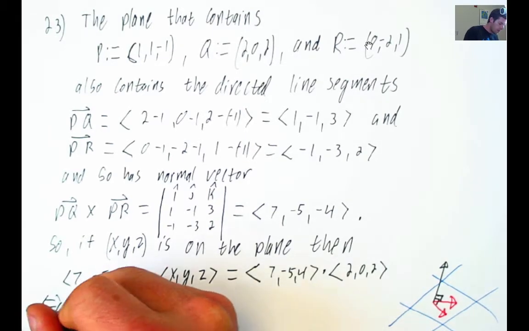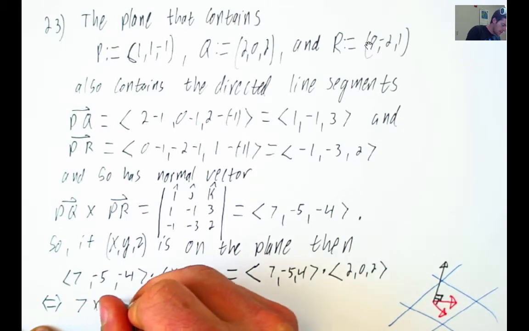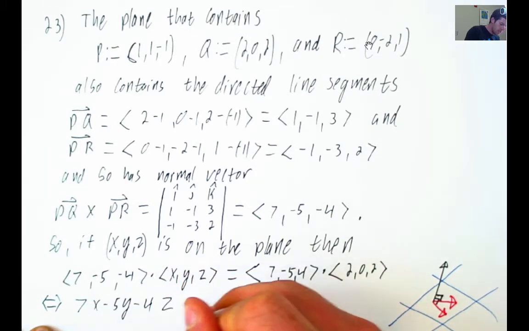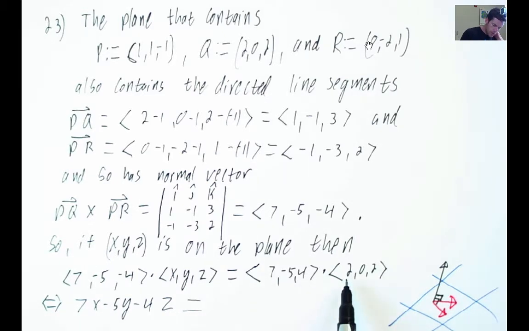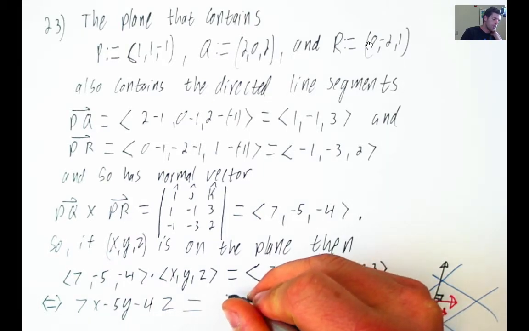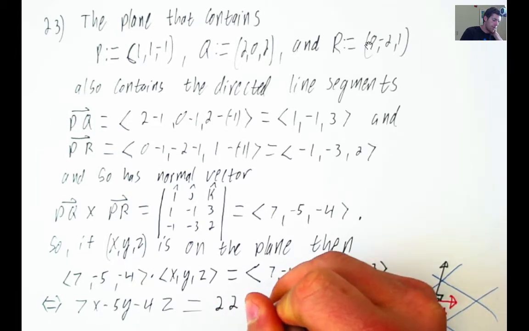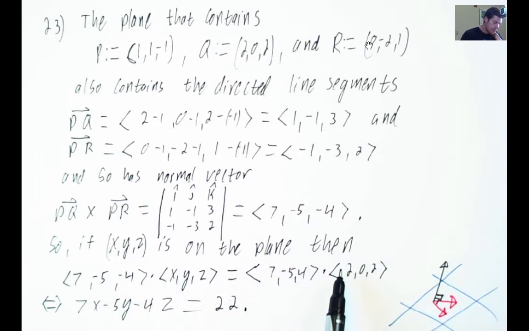That equation is equivalent to 7x minus 5y minus 4z is equal to, and I'm looking over here, 7 times 2 is 14 plus 4 times 2, so I've got 14 plus 8. 14 plus 8 is 22. There we go. So if x, y, z is on the plane, then 7x minus 5y minus 4z is equal to 22. And conversely, if a triple of numbers when substituted for x, y, and z here gives a true statement, then that triple of numbers describes a point on the plane.